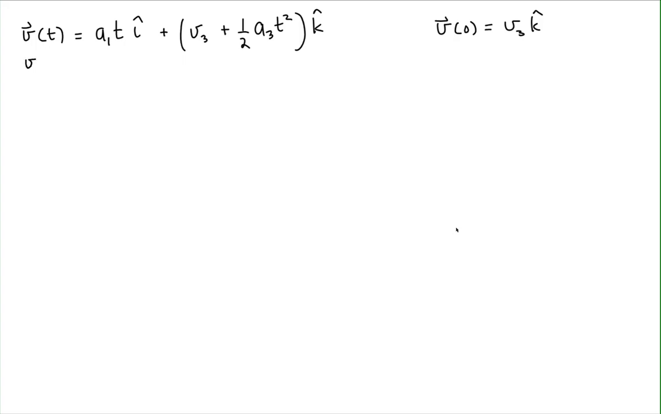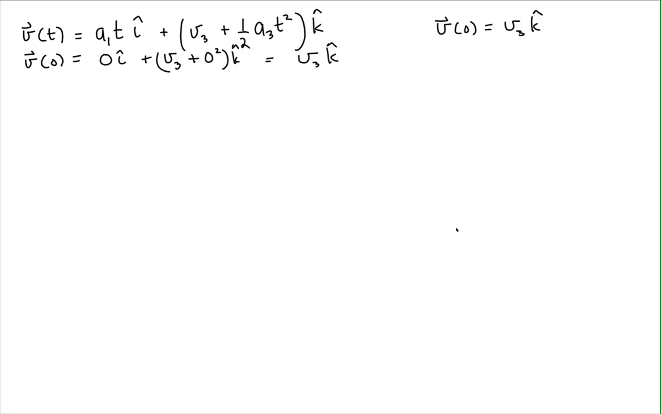So to confirm, we have the velocity at t equals 0 is equal to, notice the x component would be 0 times i because t is 0, and the z component is v3 plus 0 squared k hat because that t squared is 0. So yes, we do confirm that we get the original result, or the original given, of the velocity at time t equals 0. Okay, so that was a quick reality check.